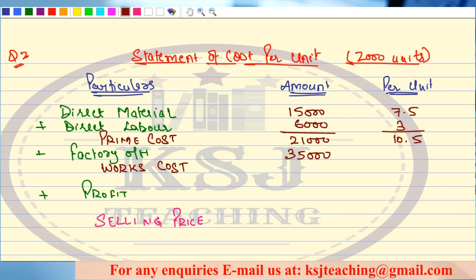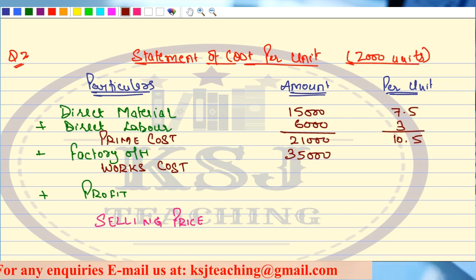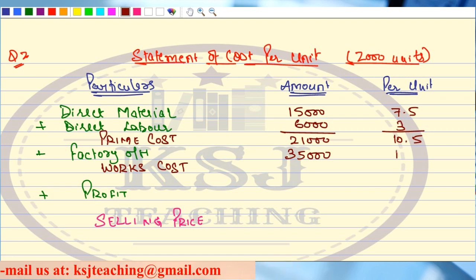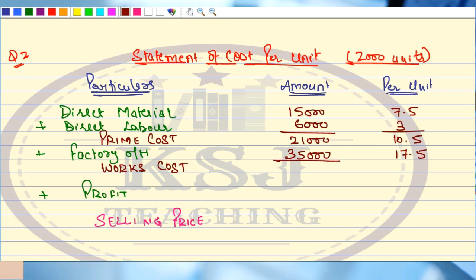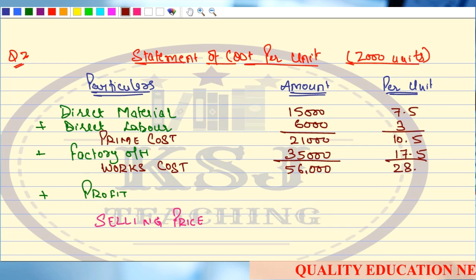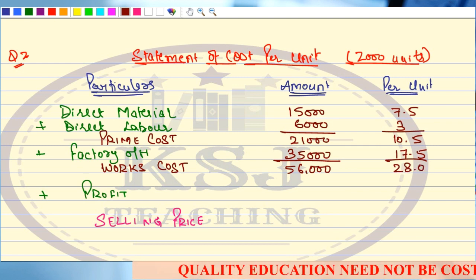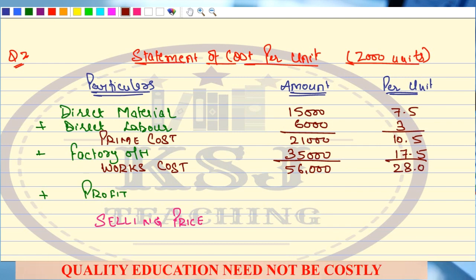Clear, sir? And this price per unit is going to be 17.50. So my works cost here will be 56,028. Now the point is how to calculate profit.